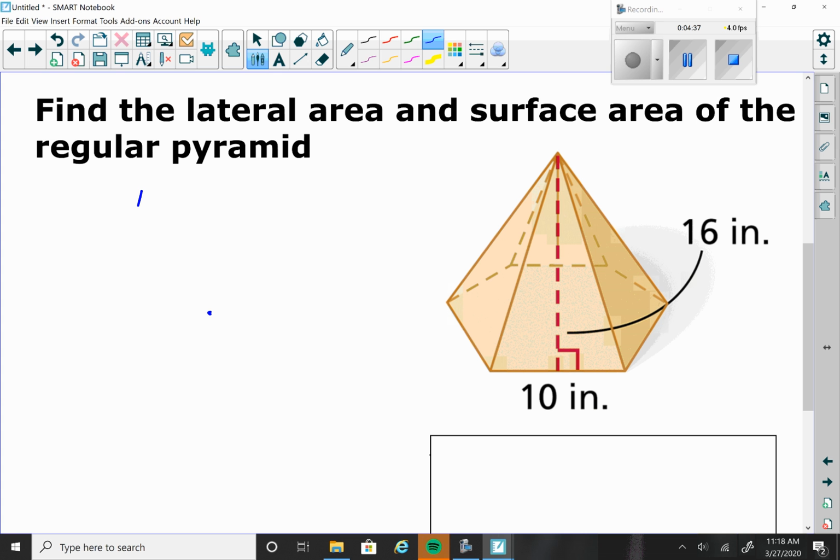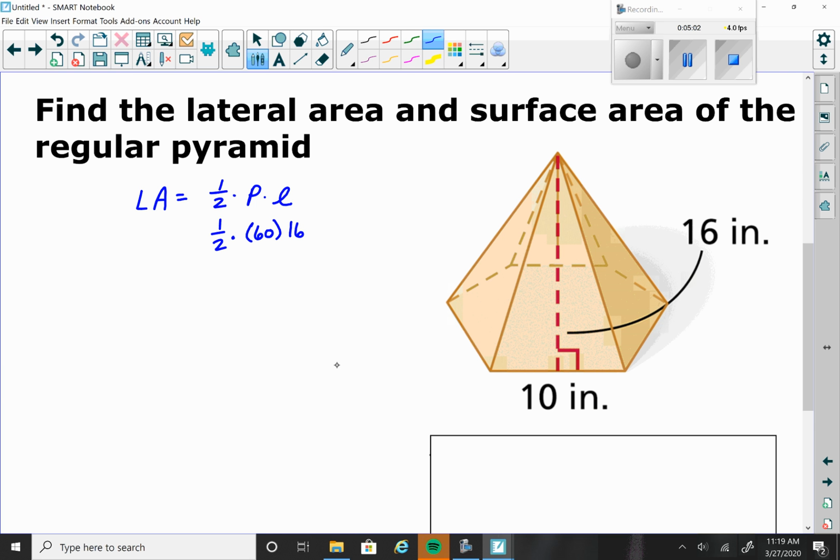If we're looking for our lateral area, again, lateral area is 1/2 times the perimeter of the base times the slant height. So in this picture, the perimeter of our base, 10 times 6 is 60, right? 10 times 6 is 60. And then my slant height, which they marked in the picture there, I can see it's 16. Again, pull out your calculator.